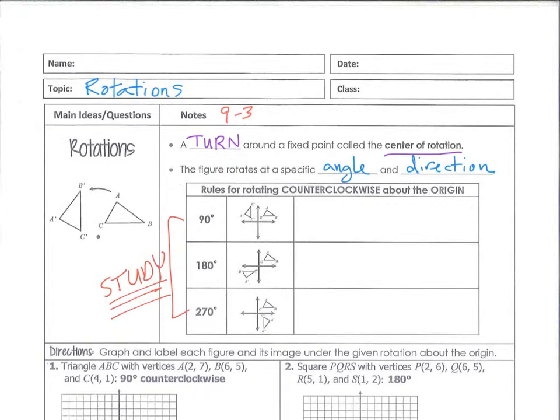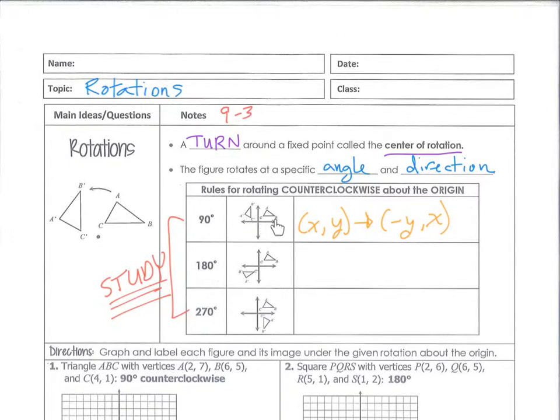Rule 1. For 90 degrees, you're going to take every ordered pair. So we are going to rely on the math for rotations. So every ordered pair, we're going to switch the x and the y, and the y becomes negative. How I remember that is if you look at this picture, so if we start here and I rotate 90 degrees, that's one click to the left.